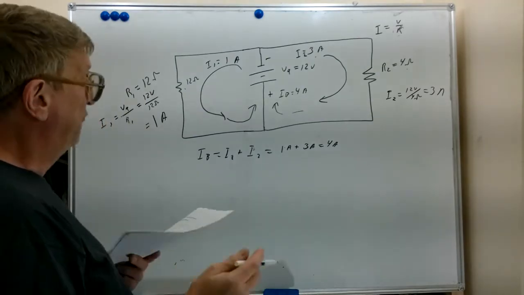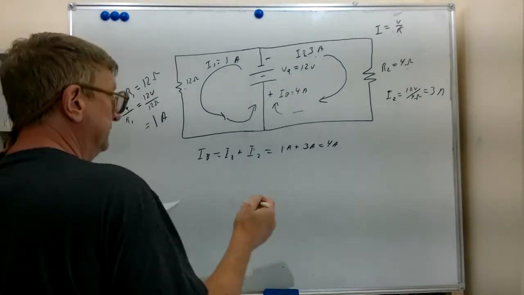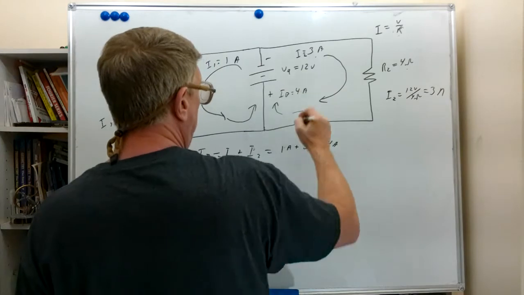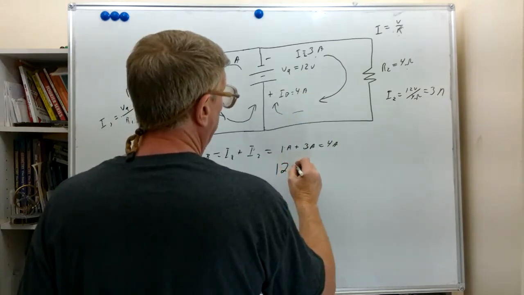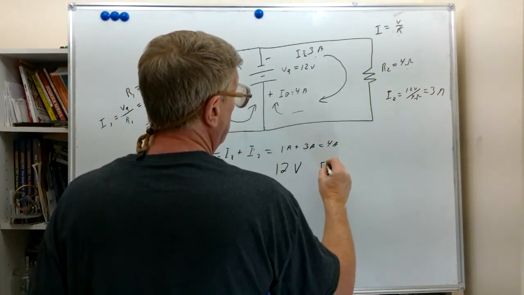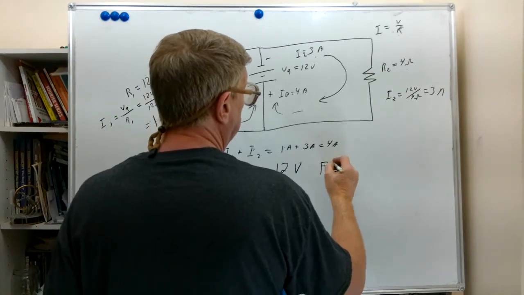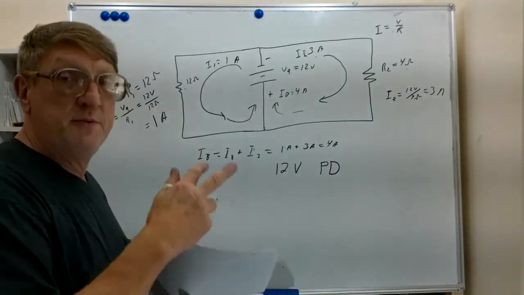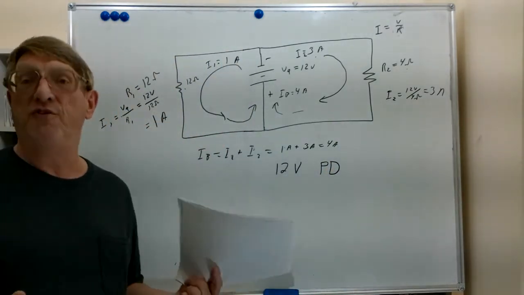Now the voltage source creates this 12 volts of potential difference. Potential difference, or we call it voltage. If we just read it with our own meter, that is our voltage that we will read.